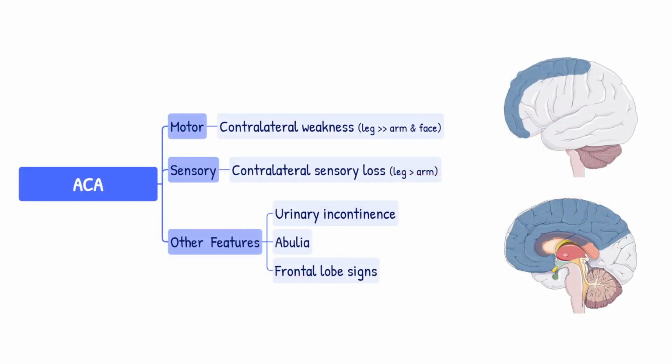Let's start with the anterior cerebral artery. As you can see in this image, the ACA supplies the medial surface of the frontal and parietal lobes. For motor symptoms, you'll see contralateral weakness affecting the leg much more than the arm and face. For sensory symptoms, there's contralateral sensory loss, again with the leg more affected than the arm. Other important features include urinary incontinence, abulia, which is a lack of motivation or will, and frontal lobe signs.